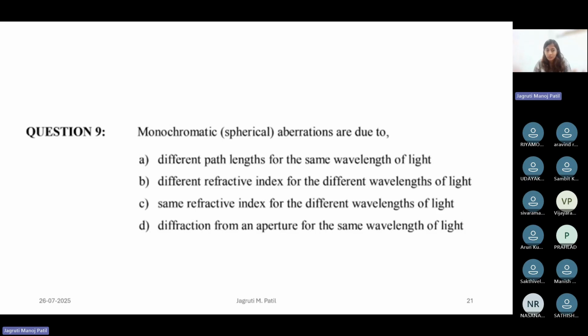So these are due to different refractive index because of different wavelength light? No, that's because of the path length. All the beams should have the same path length when they pass through a particular point in the material.